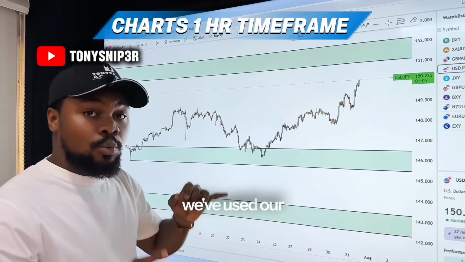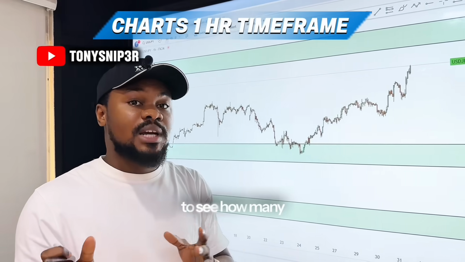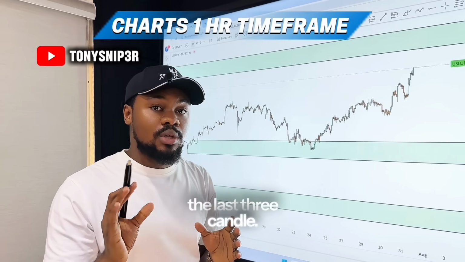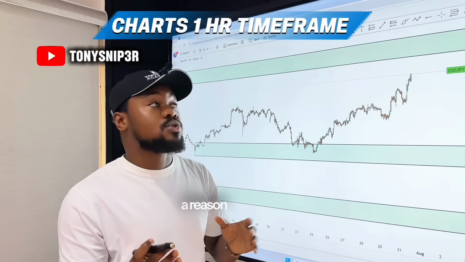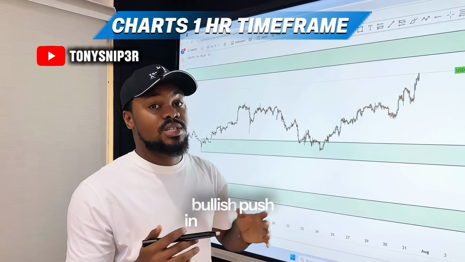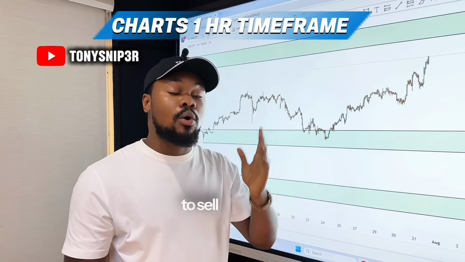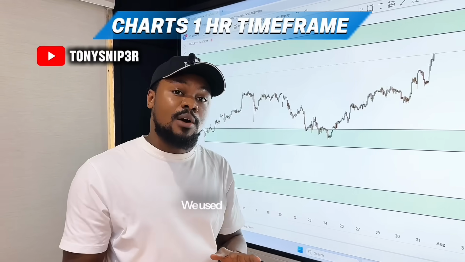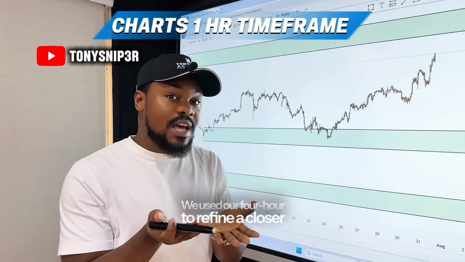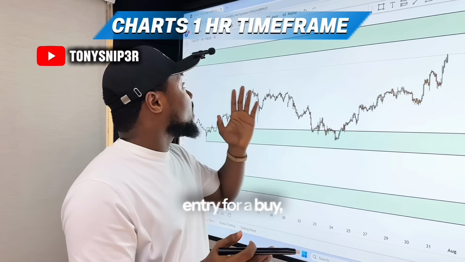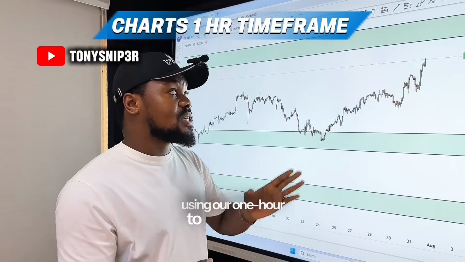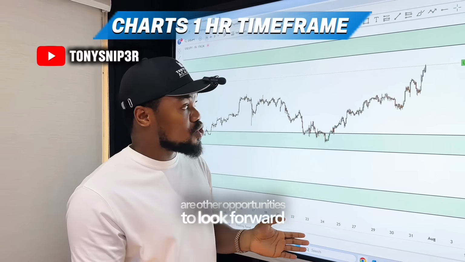Now, we've used our weekly candle to see how many candles were created, the last 3 candles. That gave us a reason to look for more bullish push in this market. We used our daily to mark 2 key levels where we're looking to sell or to buy more. We used our 4-hour to refine a closer entry for a buy. And now we are using our 1-hour to see if there are other opportunities to look forward to, okay?